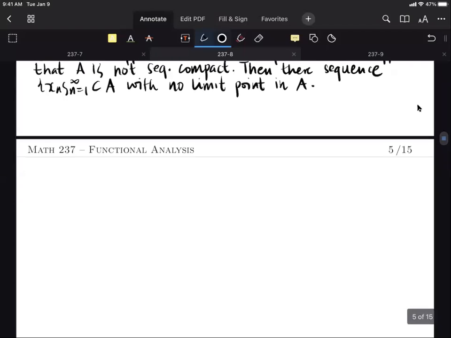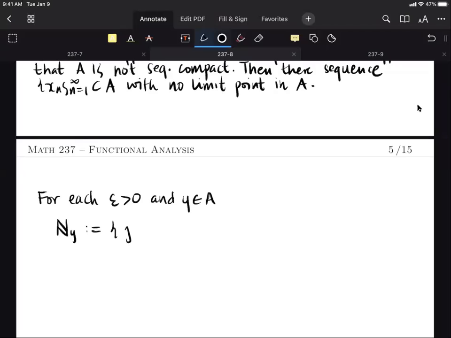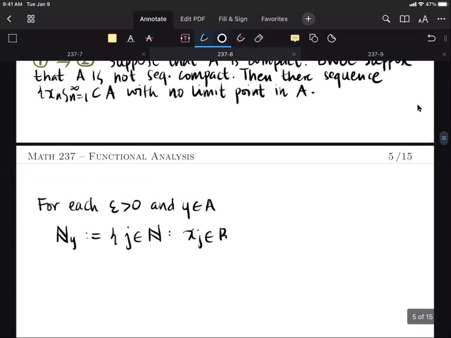Now, for each positive epsilon and y in A, let us denote by N sub y the set of integers, so these are the indices, wherein the x sub j is in B sub y epsilon.